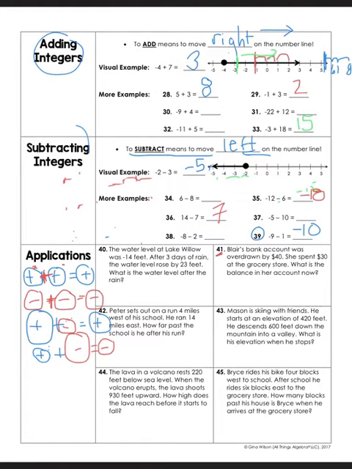Number 41, Blair's bank account was overdrawn by $40. She spent $30 at the grocery store. What is the balance in her account now? So we ask ourselves, overdrawn bank account, negative 40, right? Oh, she spent 30 more, so she took 30 more out, so negative 30.